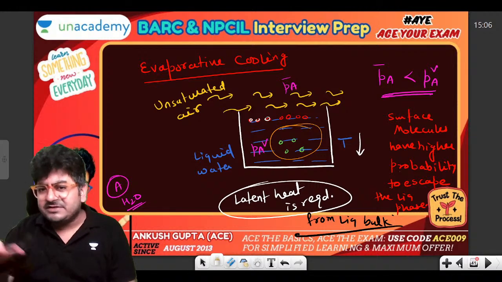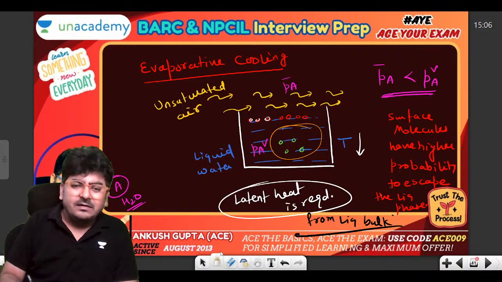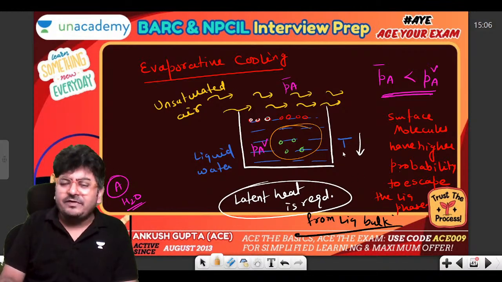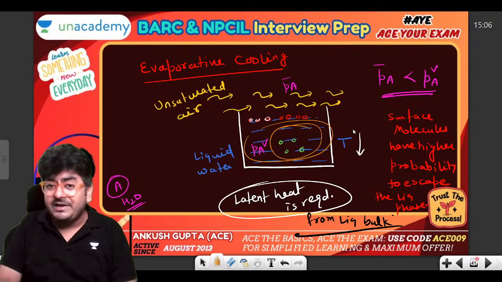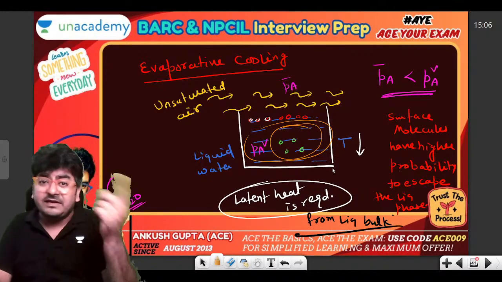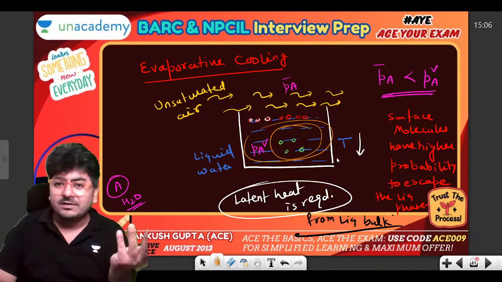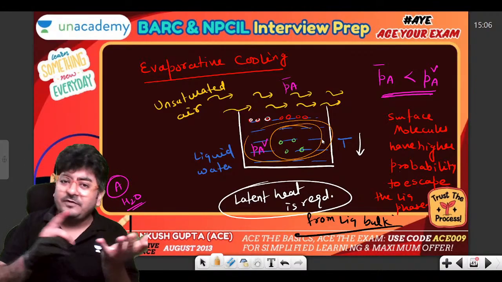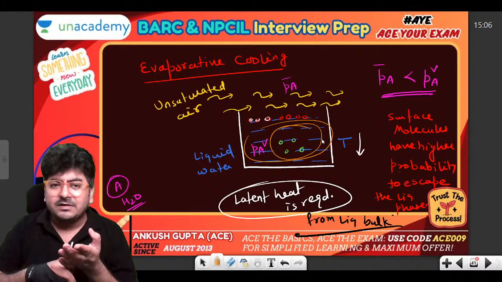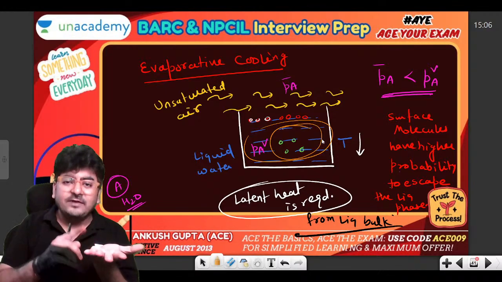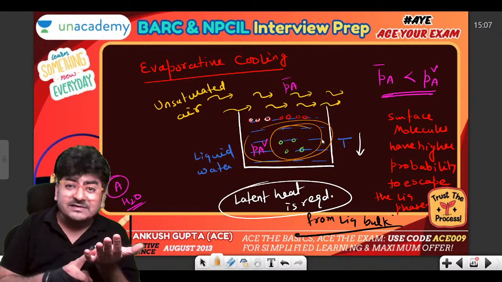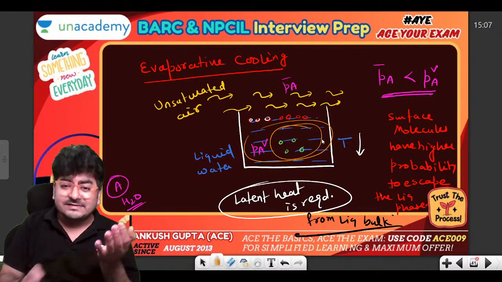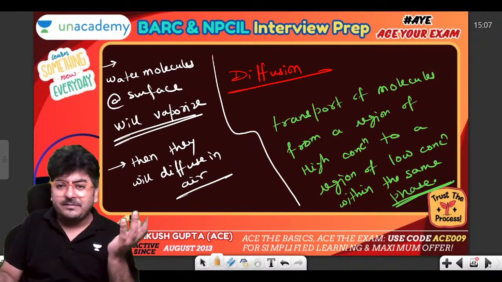And this is the same thing we studied in wet bulb temperature. Because if this is a liquid film, the thermal equilibrium between air and liquid film will be disturbed. If the temperature of the liquid film decreases because the surface molecules of the liquid film are getting vaporized, the temperature of the liquid bulk decreases. This is what we studied in wet bulb temperature.